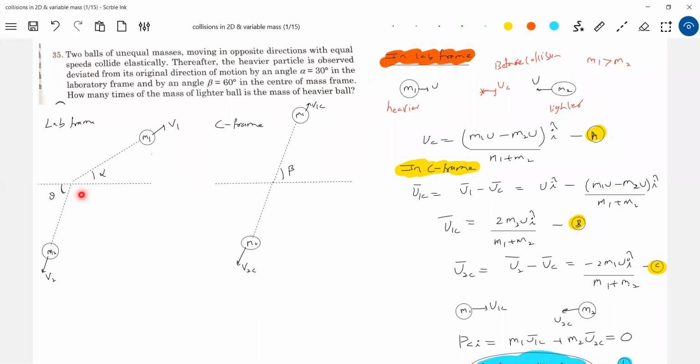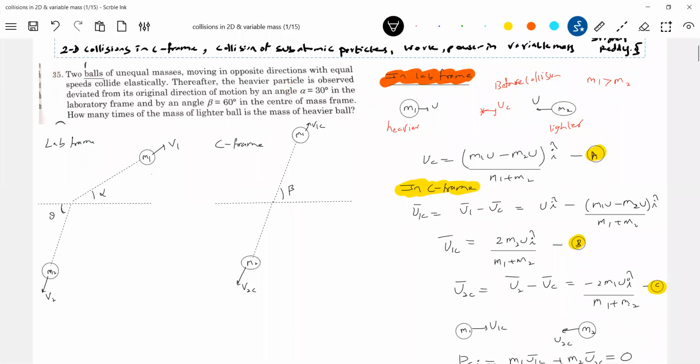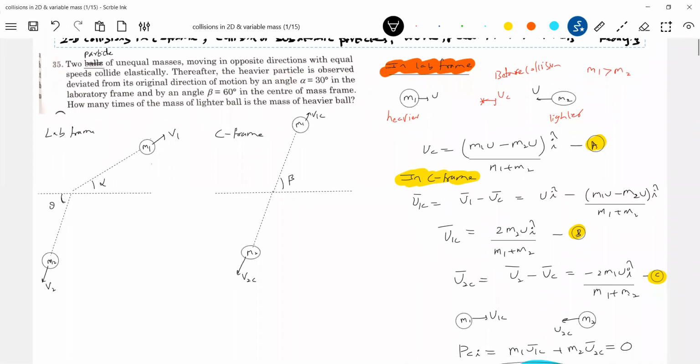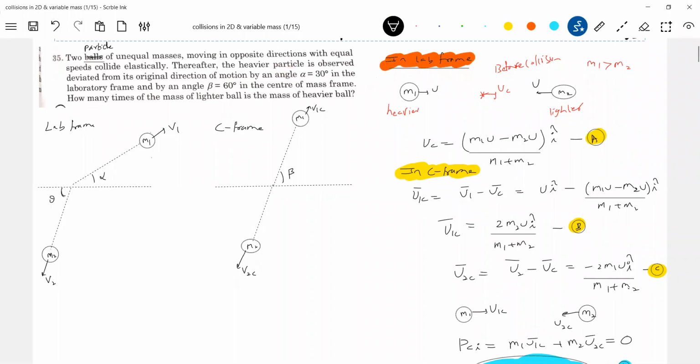First of all, you can ask questions like, what makes them deviate? There's a collision of particles, not like balls. Here it is saying balls, then here it is saying particle. So what we are discussing is a particle only. It should be particle only. The wave particle is observed deviated from its original direction.